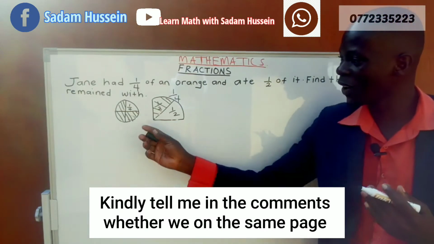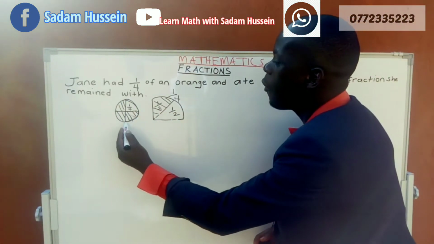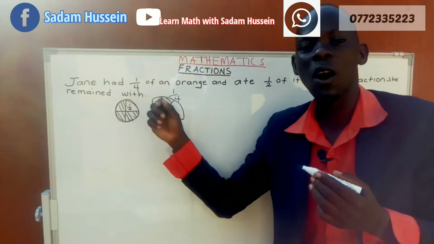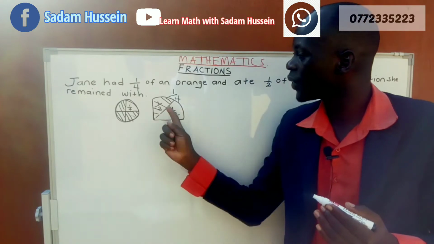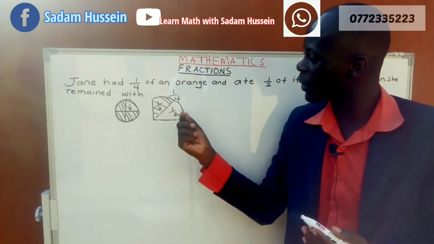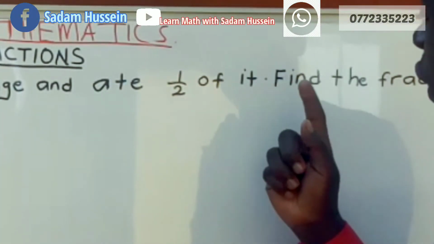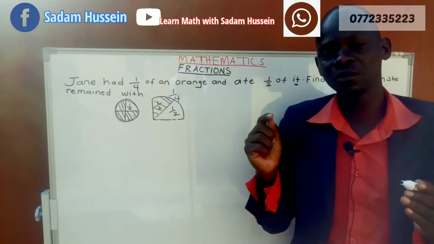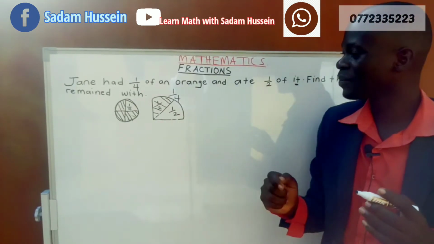Jane had a quarter of an orange. Remember, an orange is a whole part, and she had a quarter. We don't know where the 3/4 went, but she had a quarter. This is the quarter that she had. Maybe the brothers and sisters ate the other part, but herself, she had a quarter and ate a half of it. So she didn't eat a half of an orange, but ate a half of the quarter she had.